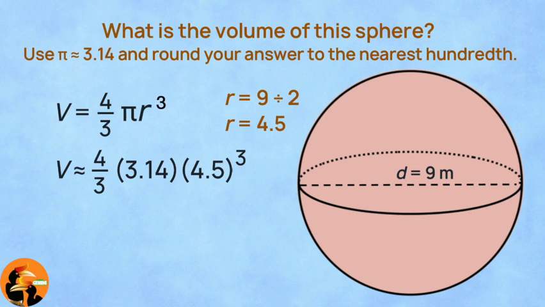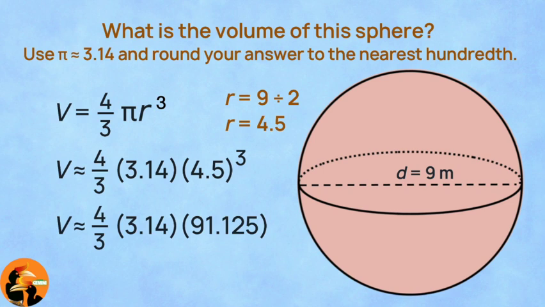At this point, our equation reads, V equals approximately 4/3 times 3.14 times 4.5 to the third power. 4.5 cubed is 91.125. Now we can multiply these numbers. When we do that multiplication, we get the approximate volume of 381.51 cubic meters.